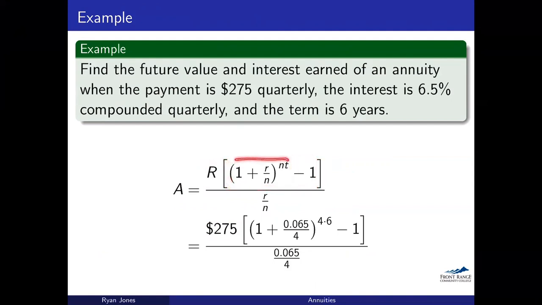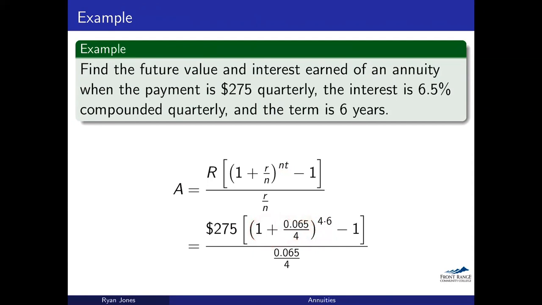So let's sort of hone in on this part right here. I plug in my R of 0.065. I plug in my N as 4. I plug in my N and my T as 4 and 6. And on this step right here, what I'm actually going to do first is deal with what is inside the parentheses. So I'm going to do 0.065 divided by 4. And that is going to give me 0.01625.